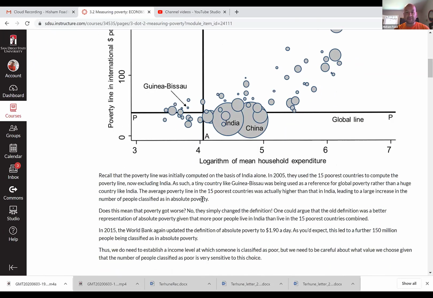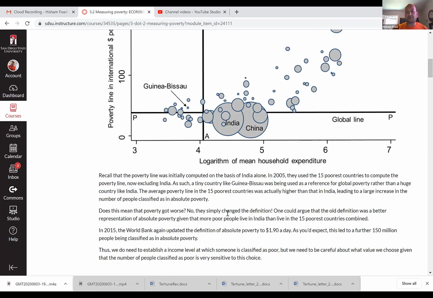In 2015, the World Bank redid their definition of absolute poverty and increased it up to $1.90 a day. Basically, it's becoming more expensive to live, and so you need more money to not be classified as poor. And as you'd expect, this led to an increase in the number of people classified as in absolute poverty, up by another 150 million people or so.